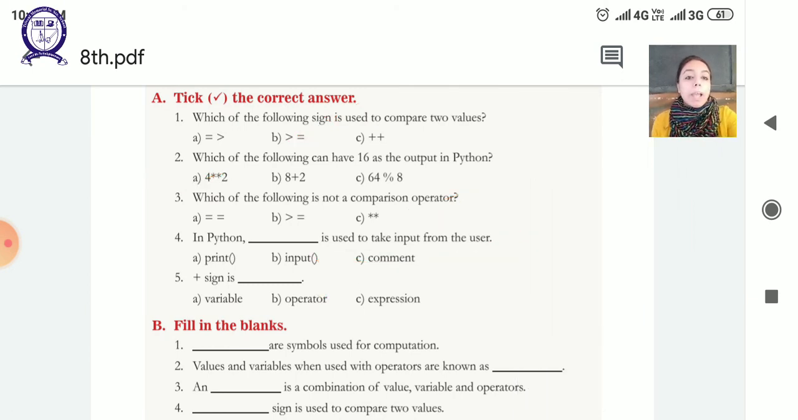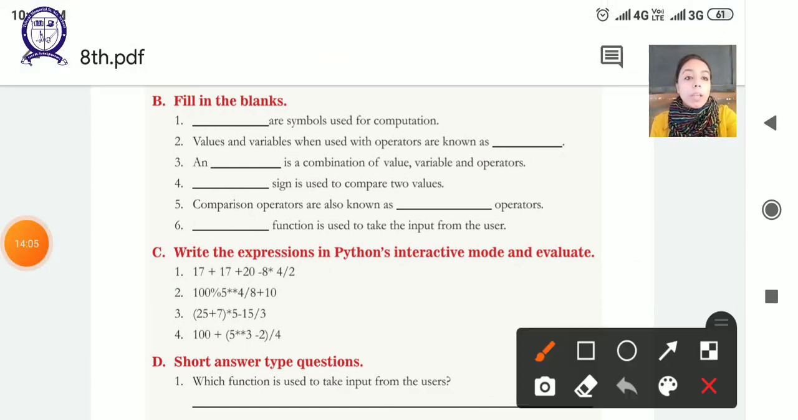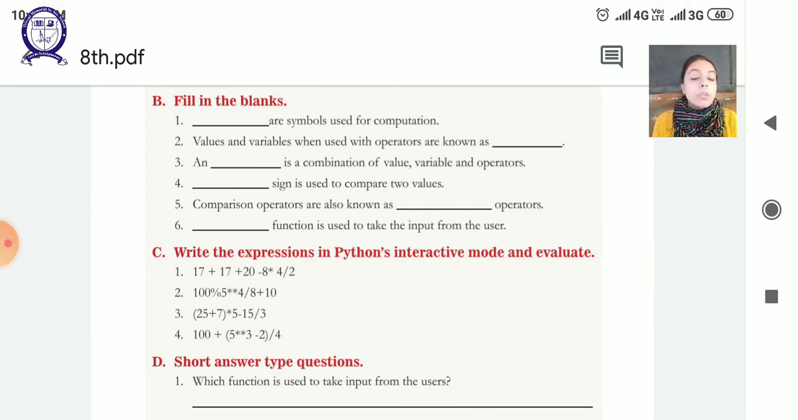Next we have fill in the blanks. Dash are the symbols used for computation. So which are the symbols used for computation? We call them operators. Second question is, values and variables when used with operators are known as operands. Like if I say a plus b, or if I say 2 plus 2, so here 2 or a or b, they are operands. Okay.